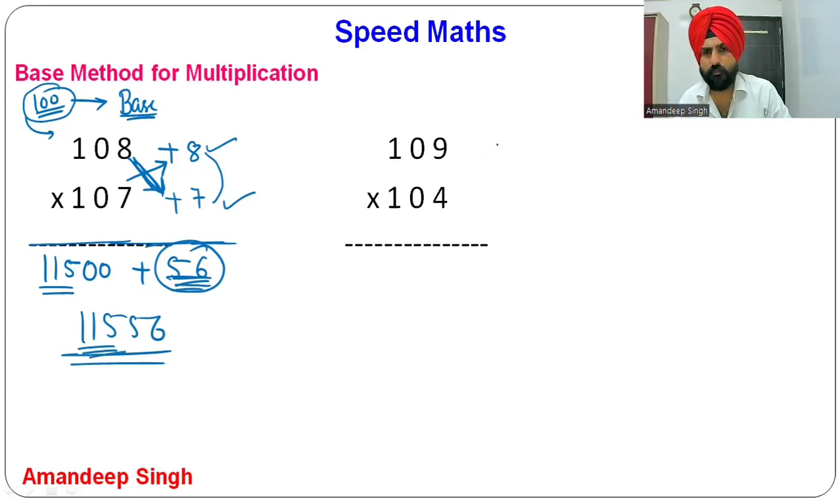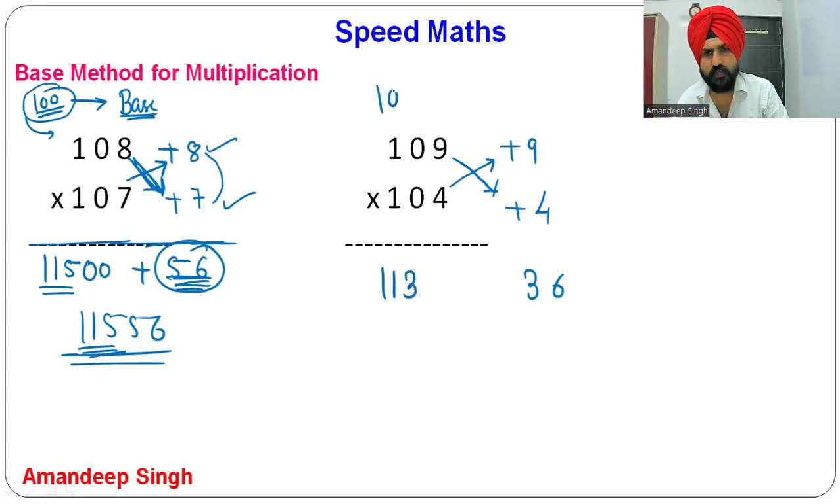Let's try this one. We have 109 into 104. So write plus 9 and plus 4. So 9 fours are 36. What is 109 plus 4? It is 113. Or you can do it this way around, 104 plus 9. These two will always be the same. 104 plus 9 is also 113.